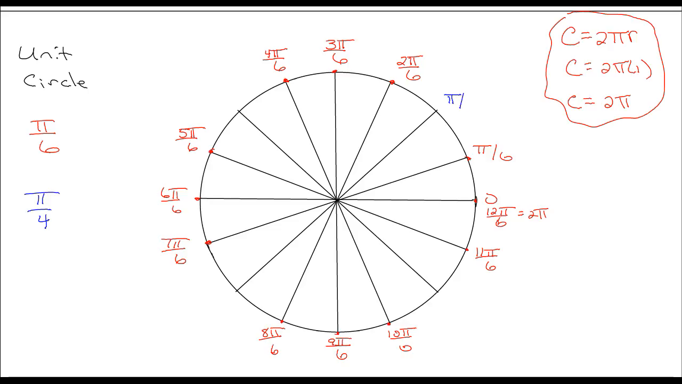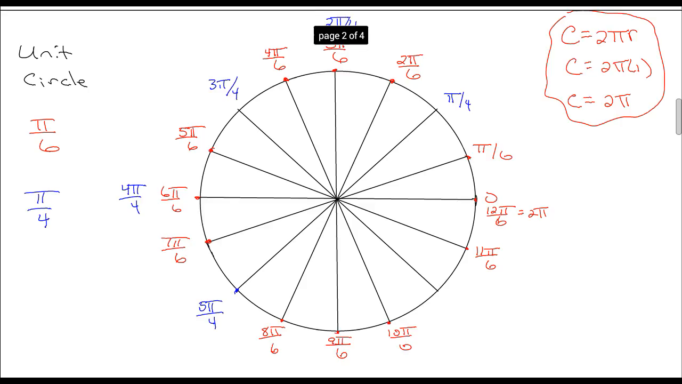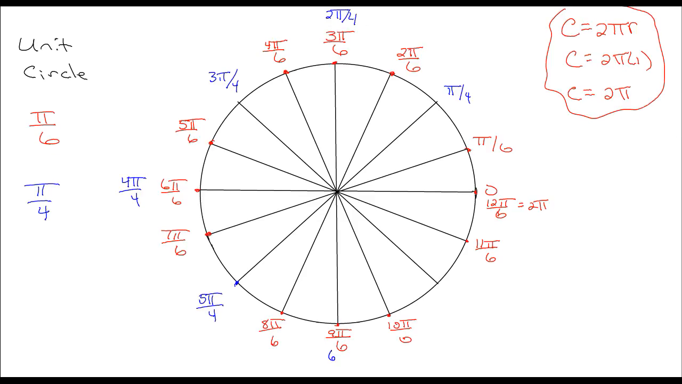So pi over 4, 2 pi over 4, 3 pi over 4, let's see, 4 pi over 4, 5 pi over 4, 6 pi over 4, I bring this up just a little, 6 pi over 4, 7 pi over 4, and lastly 8 pi over 4, which reduces to the 2 pi. And then go back and reduce any others that reduce.